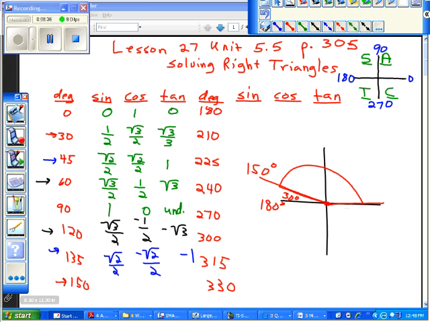We're in quadrant 2 again, where sine is positive. So what is sine 30? 1/2, and sine is positive here. What's cosine 30? Square root 3 over 2. We're in quadrant 2 where cosine is negative. What is the tangent of 30? Square root 3 over 3, and we're in quadrant 2 where tangent is negative. Everybody see that?